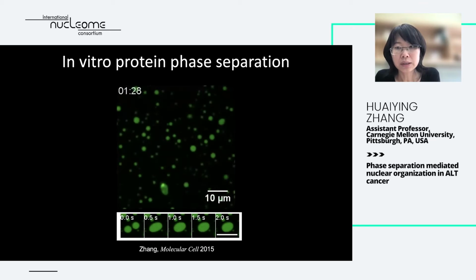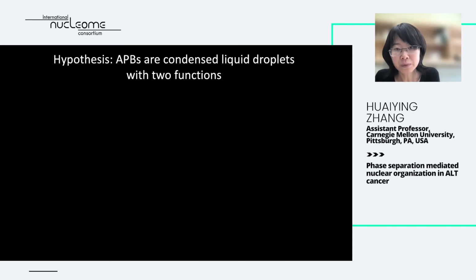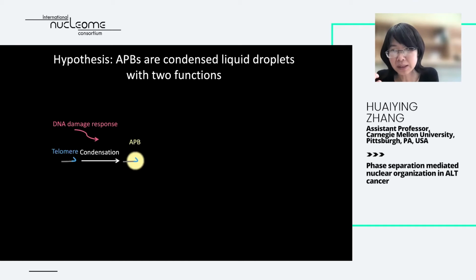This phenomenon has been reported to underlie the formation of many nuclear structures, including many nuclear bodies, such as even the PML body. So the hypothesis we came up with is that the PML bodies on the telomeres are just like liquid droplets. They get mislocalized to the telomeres through DNA damage signaling, and then this leads to a local condensation of PML body on the telomere to form APBs.